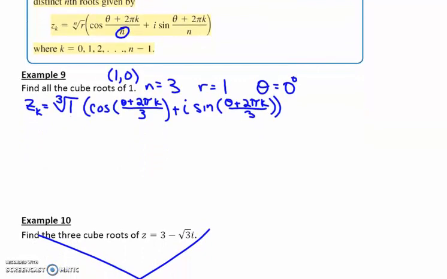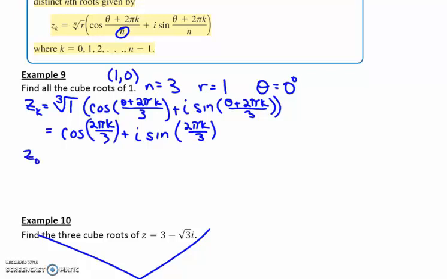All right, so we'll simplify that a little bit. The cube root of 1 is just 1. So this is going to be the cosine of 2 pi k over 3, because adding 0 doesn't really change it, plus i sine of 2 pi k over 3. I suppose I could put parentheses around that. All right, so now we're going to find z sub 0, z sub 1, and z sub 2.